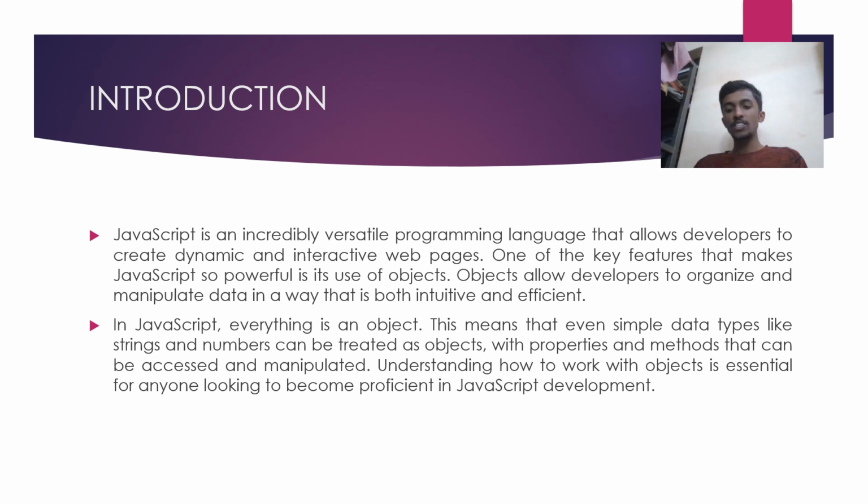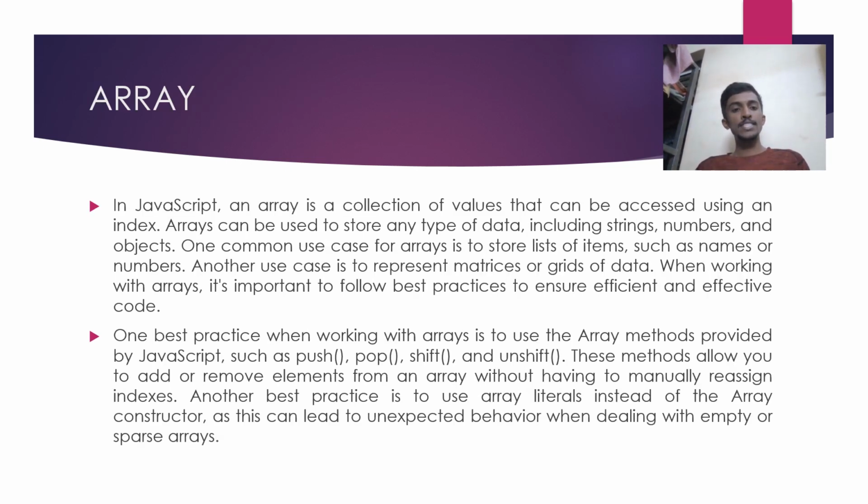Now comes the introduction part, and arrays are very strong objects in JavaScript. In JavaScript, everything is an object. This means that even simple data types like strings and numbers can be treated as objects with properties and methods that can be accessed and manipulated. Understanding how to work with objects is essential for anyone looking to become proficient in JavaScript development. To become a JavaScript developer, you need to understand these objects correctly and know how to work with them, and it is very essential to know the objects in JavaScript. Now let's see them one by one.